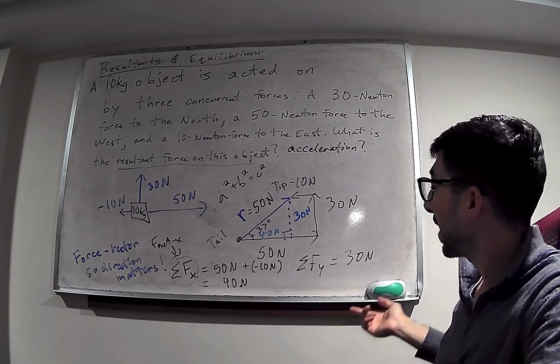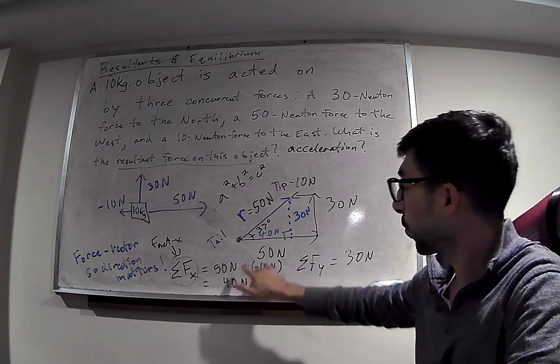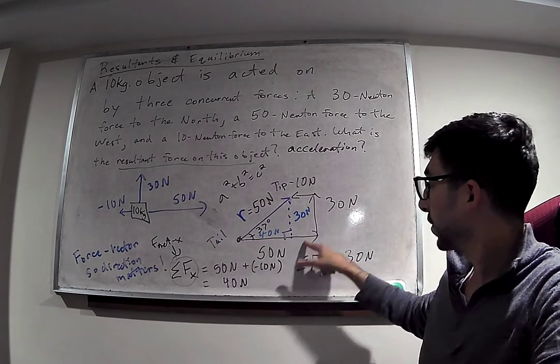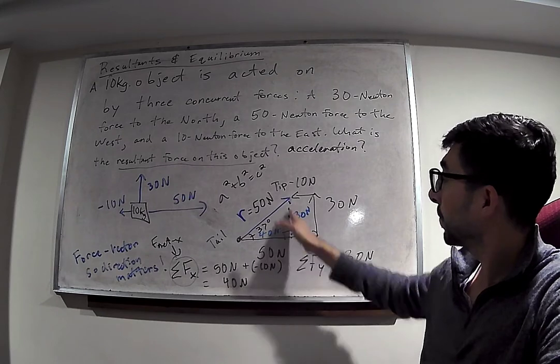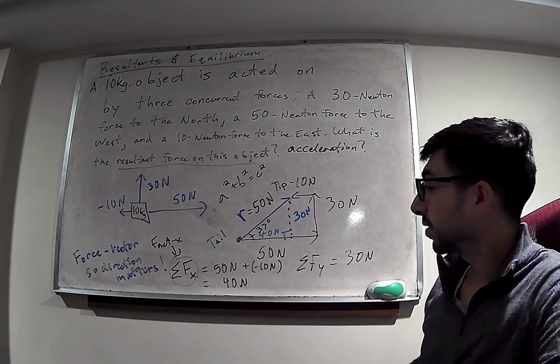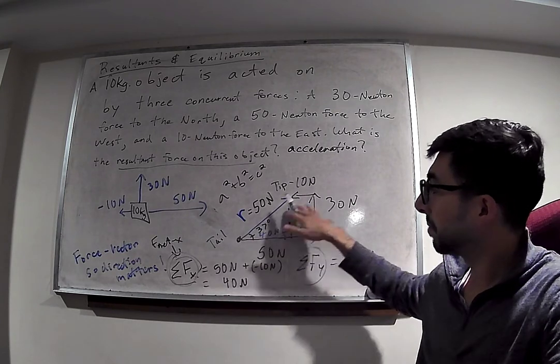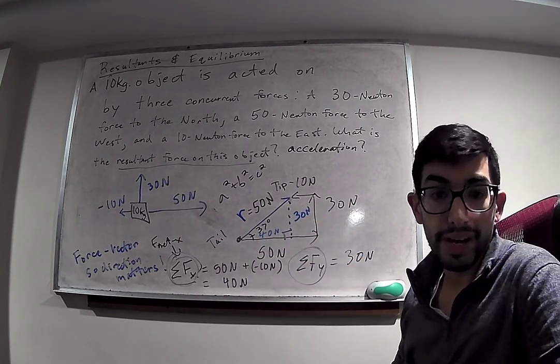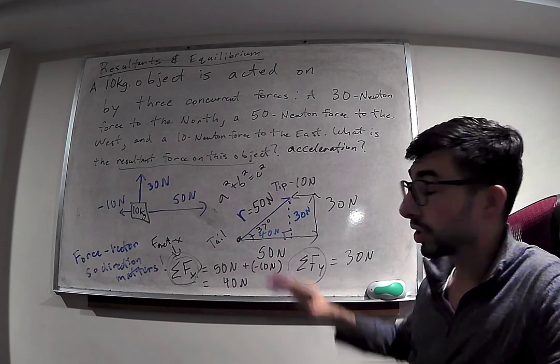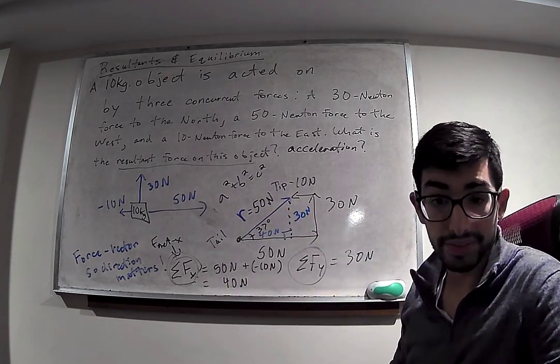And how did I get that magnitude of 50 Newtons? Well, I have 40 this way, because we have 50 over, 10 back. And then we have 30 vertically here. So I want to note Fx and Fy, you calculate them separately. How do you combine them? You can use the Pythagorean theorem. So to go from your components to your resultant, you use the Pythagorean theorem.